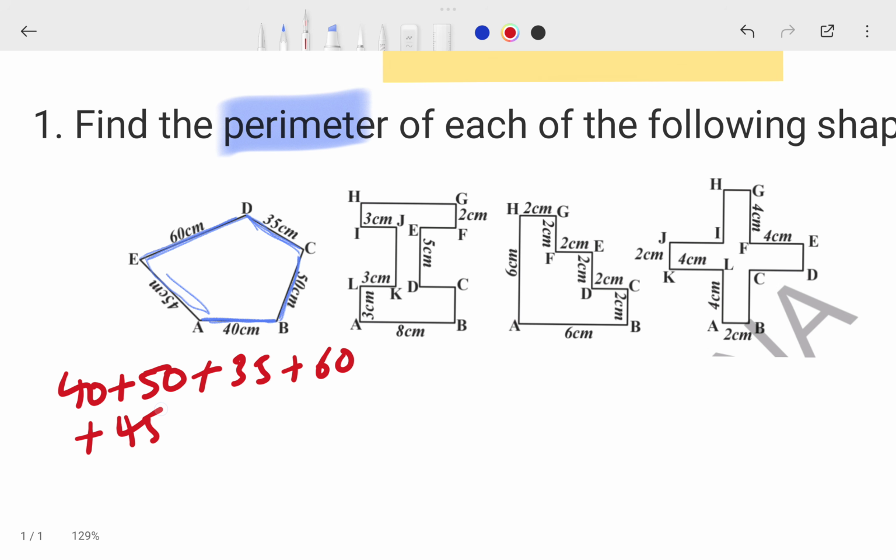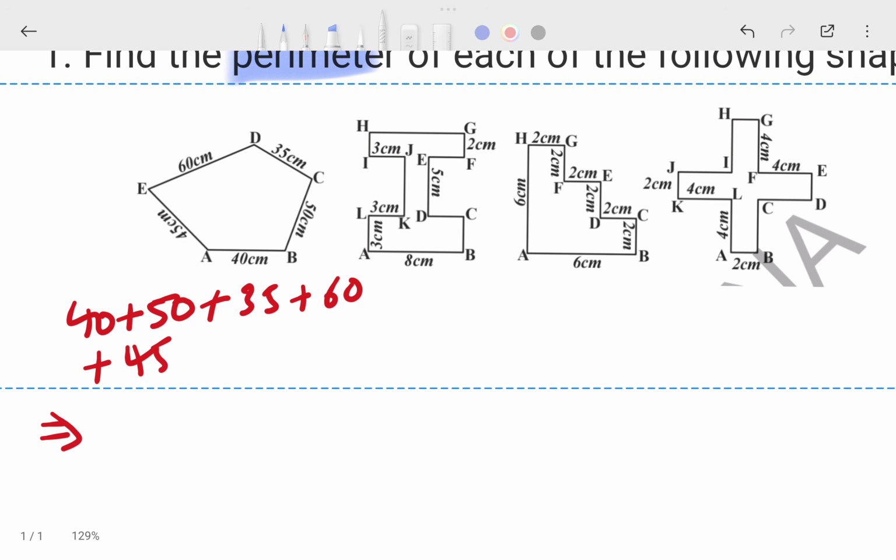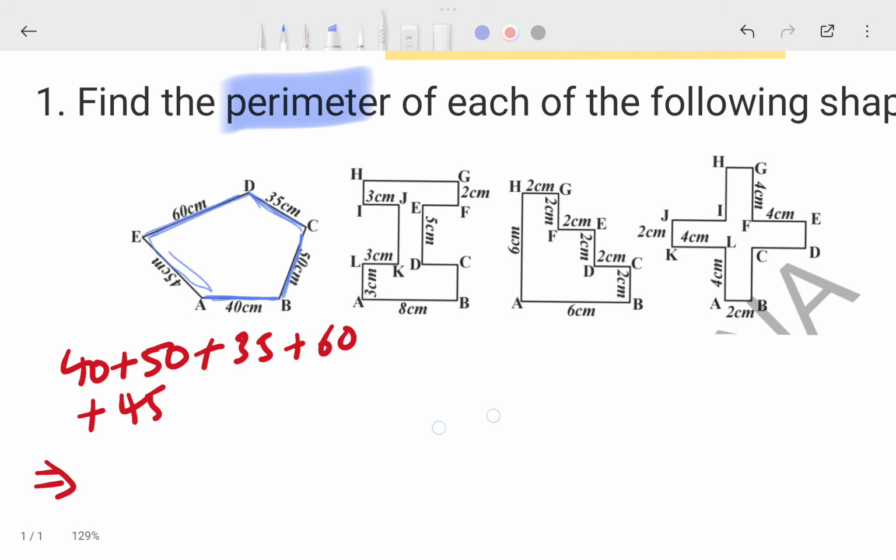It is given 45. So if you take the addition of all these numbers, you have to add them all. By the way, if you add 14 plus 50, it's going to be 90. If you add this and this, 45 and 35, it's going to be 80. 80 and 90, it's going to be 170. 170 plus 60, it is going to be 230 something, right? So if you add this, it is going to be 230.